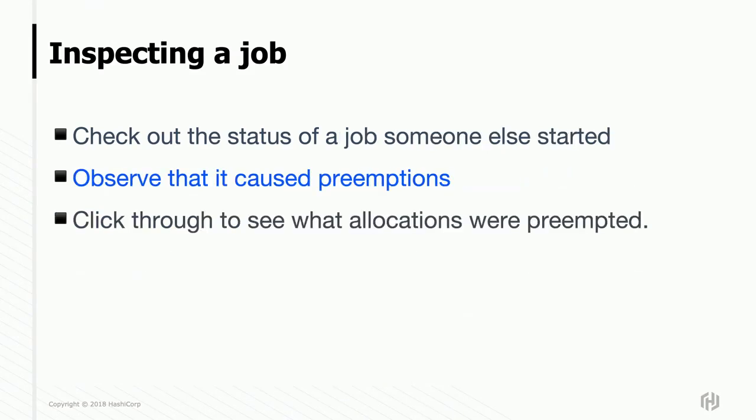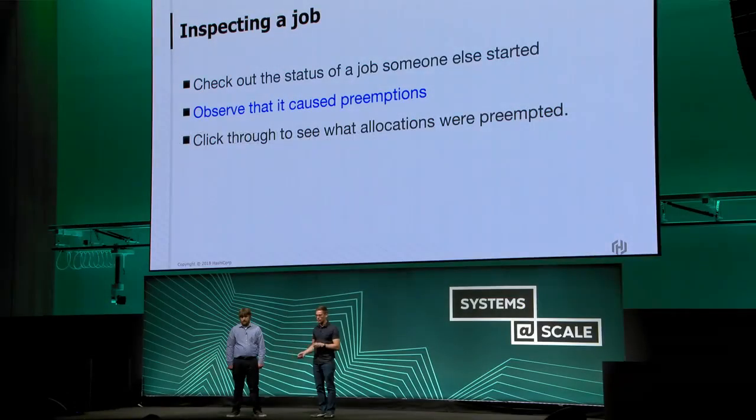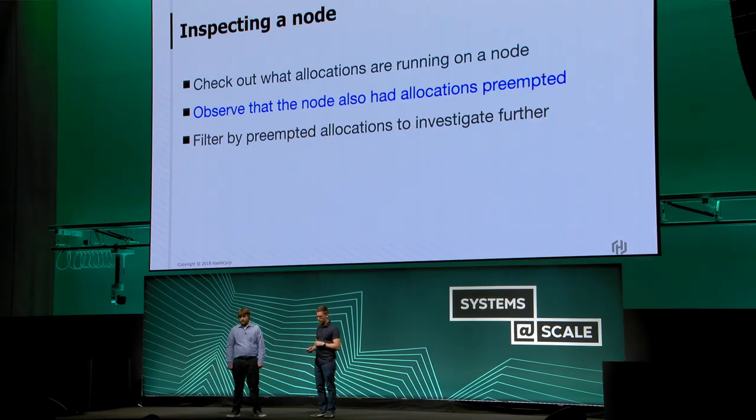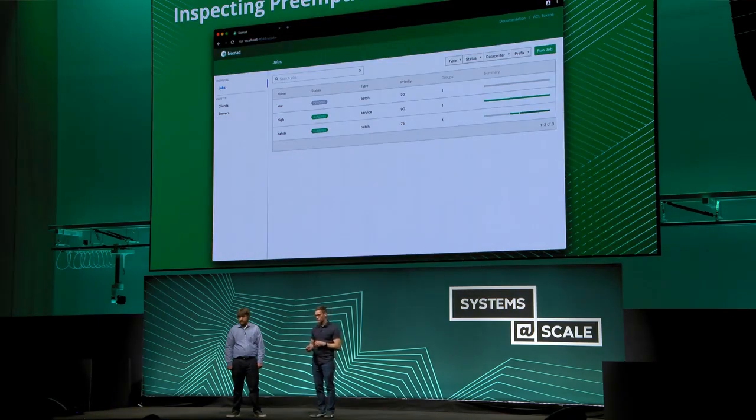Or maybe you're sort of keeping tabs on a job that someone else started, and you can observe that that job caused preemptions, and then you can click through to sort of see the ripple effect that that had on the cluster. Or maybe you're not a developer, you're an operator, and you just want to make sure that nodes are up and everyone's happy. You can check out the allocations that are running on a node in your cluster, and you can observe that some of those nodes had allocations that are preempted. You could filter by just those ones and kind of investigate further. We can walk through that in the UI as well.